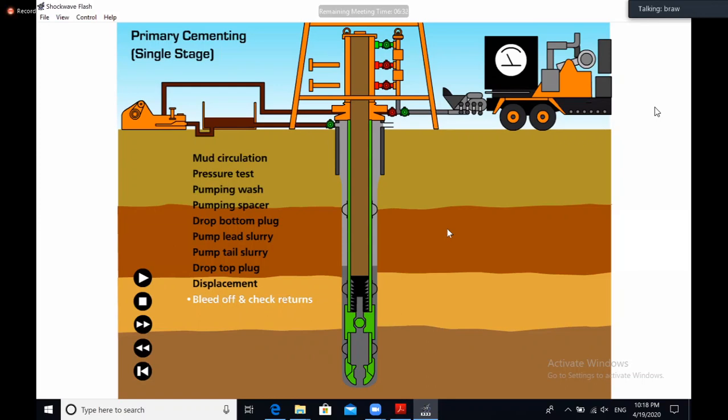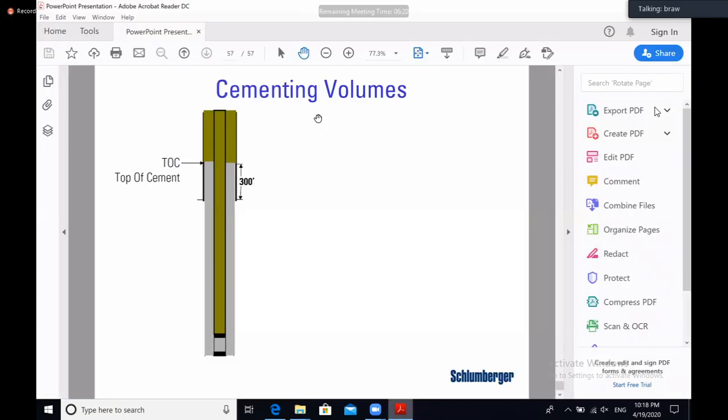Okay. You say for the conductor, it is the first casing. Should we do the cementing also for the conductor? I mean, maybe 20 or 30 meters at the first.